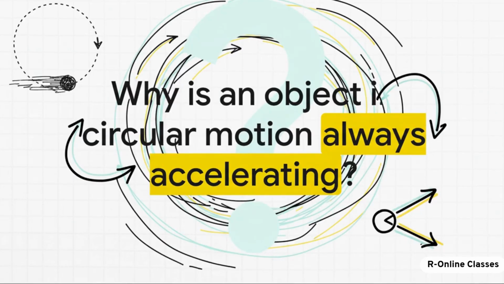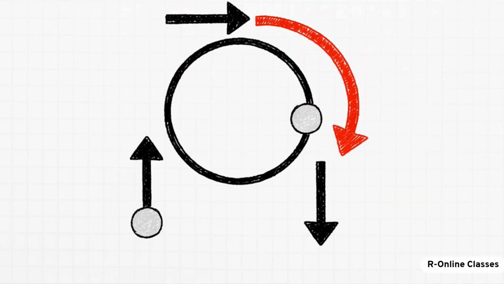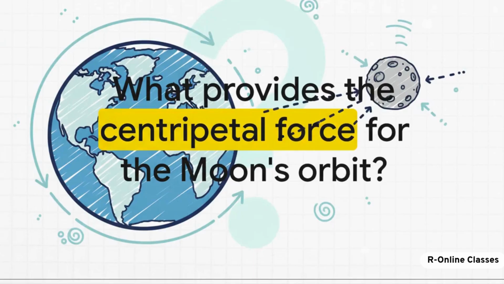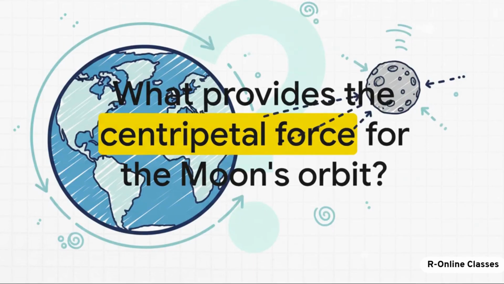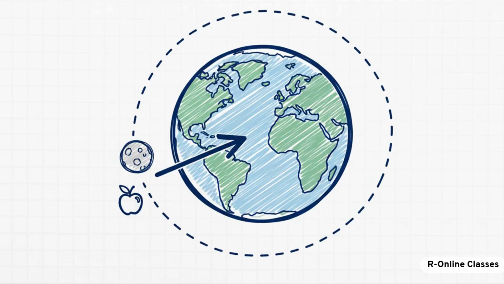Okay, next one. Why is something moving in a circle always accelerating? Because its velocity is constantly changing. Not the speed, but the direction. And for the last question, let's go back to the moon. What force keeps it in orbit? That would be gravity. It's playing the role of the centripetal force for the moon's orbit.